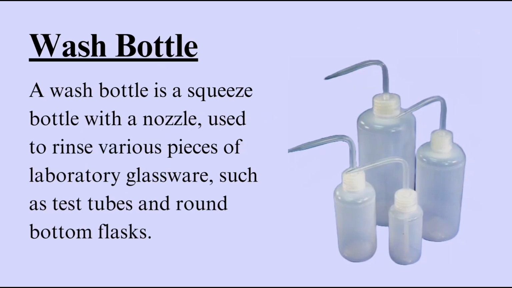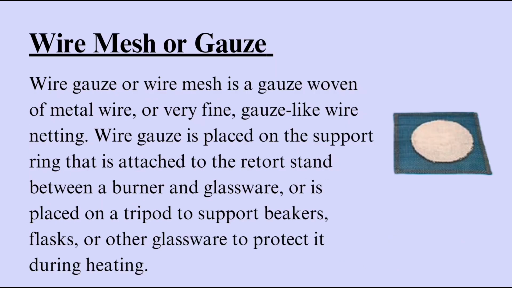Wash bottle. A wash bottle is a squeeze bottle with a nozzle, used to rinse various pieces of laboratory glassware, such as test tubes and round-bottom flasks. Wire mesh or gauze. Wire gauze or wire mesh is a gauze woven of metal wire, or very fine, gauze-like wire netting. Wire gauze is placed on the support ring that is attached to the retort stand between a burner and glassware, or is placed on a tripod to support beakers, flasks, or other glassware to protect it during heating.